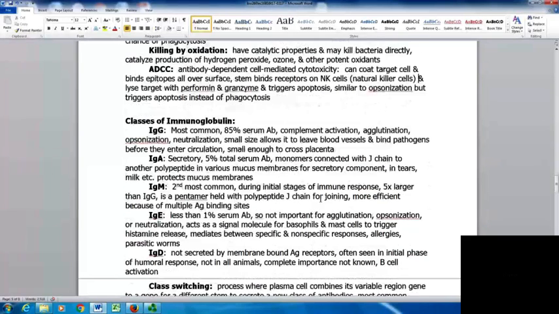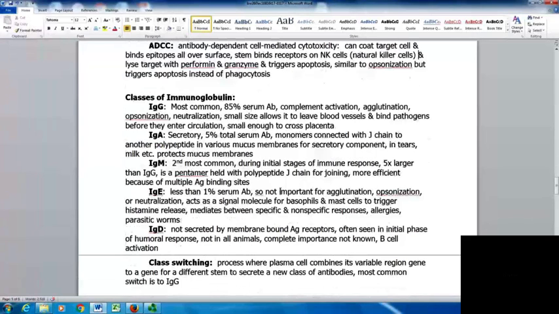When we look at the classes of antibodies or immunoglobulins, we've got 5 of them. IgG is the most common. It's about 85% of the serum antibody. It's involved with complement activation, agglutination, opsonization, neutralization. Its small size allows it to leave the blood vessels, and it will also bind pathogens before they enter the circulation. This one is actually small enough to cross the placenta.